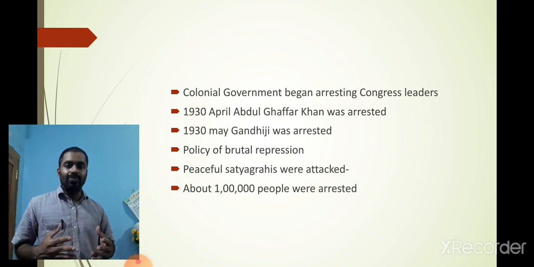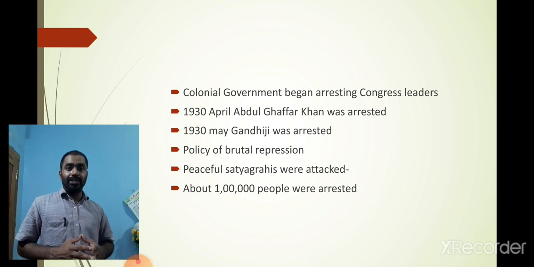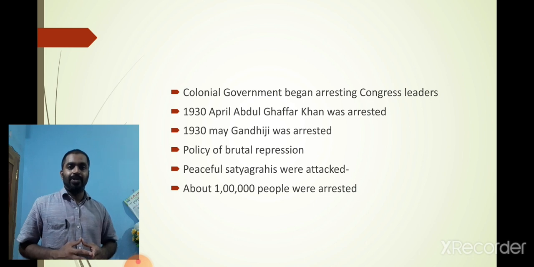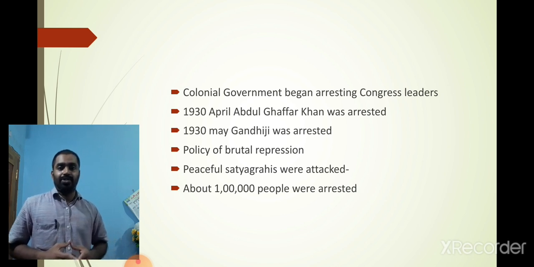As a result of this civil disobedience, the colonial government started to act against the protest. In April 1930, Abdul Ghaffar Khan was arrested, and in May, Gandhiji was also arrested. This led to different types of violence in the country, and brutal repression was the result. Peaceful satyagrahis and children were attacked. About 1 lakh people were arrested.